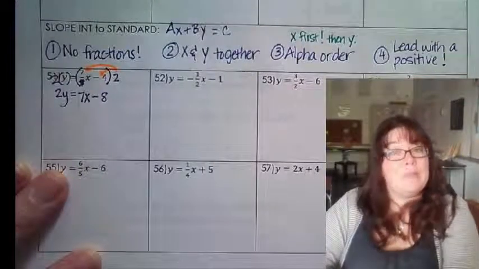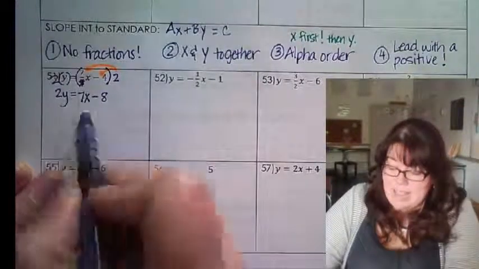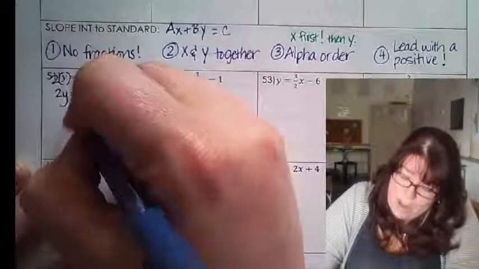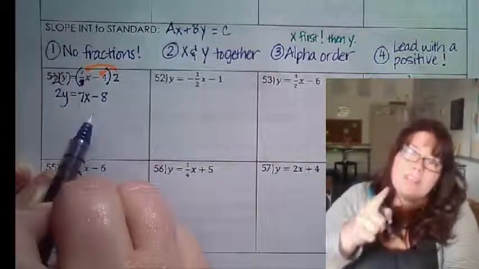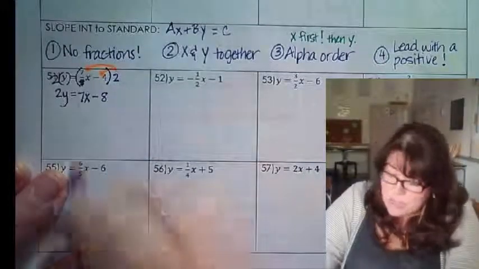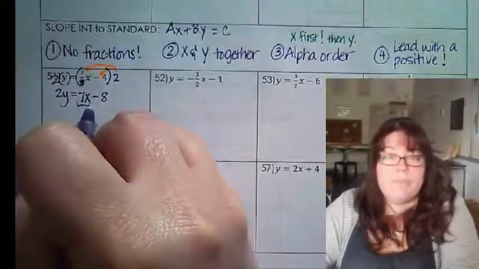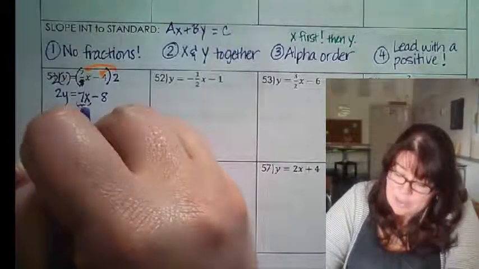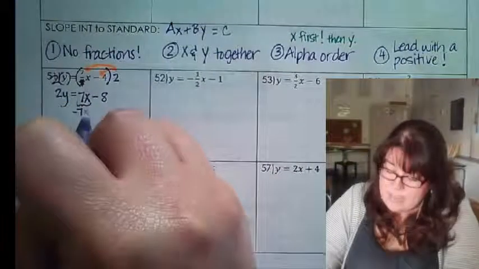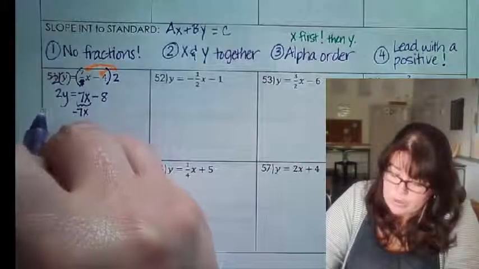Now, step 2. I want to move this x. As of right now, y is on the left and x is on the right. I don't like that. I want x and y on the same side. So I'm going to take this whole term, even the number attached, and it's a positive 7x, so I'm going to do -7x. And I'm going to move it over here.